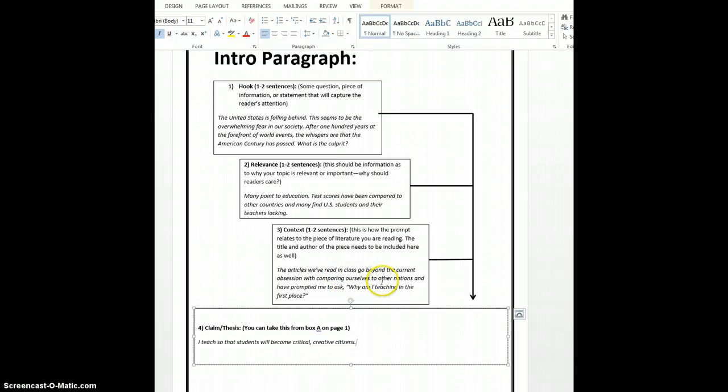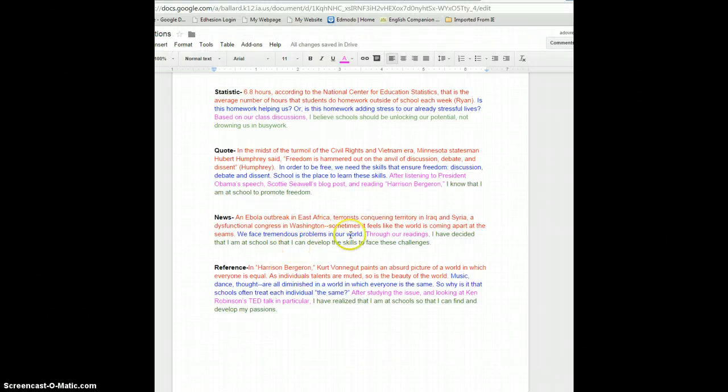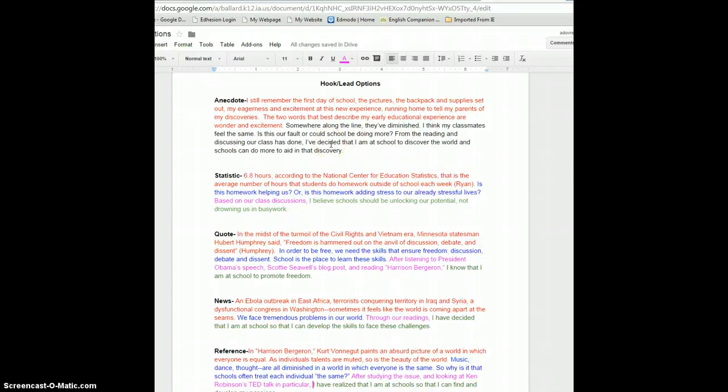For this essay, we have been reading so many different pieces that you can be more general. So, for instance, I say, the articles we've read in class go beyond the current obsession with comparing ourselves to other nations and have prompted me to ask, why am I teaching in the first place? So I reference the articles we have read in class. All right, so you have four parts of your intro: the hook, the relevance, the context, and finally your claim or your thesis. All right, let me show you some examples here of how to hook your audience.